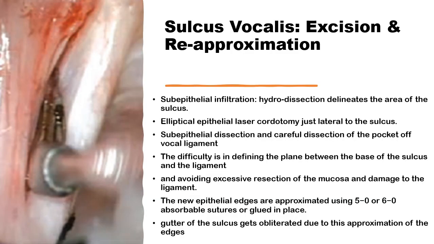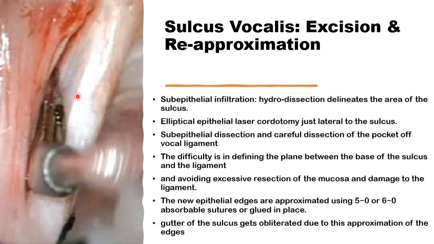The oldest and the commonest procedure is excision of the sulcus vocalis and reapproximation of the epithelial edges. It starts with subepithelial infiltration with an adrenaline mixture with saline, and this would help in delineating the sulcus and also cause lifting of the sulcus from the surrounding tissue by hydrodissection, followed by chordotomies, an elliptical incision around the orifice of the sulcus, better made with lasers.